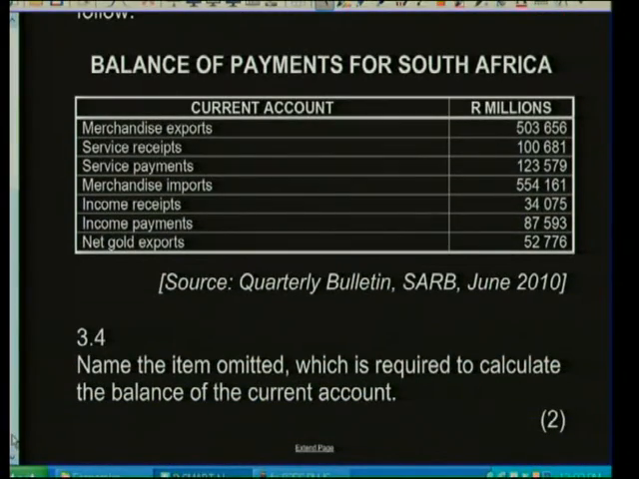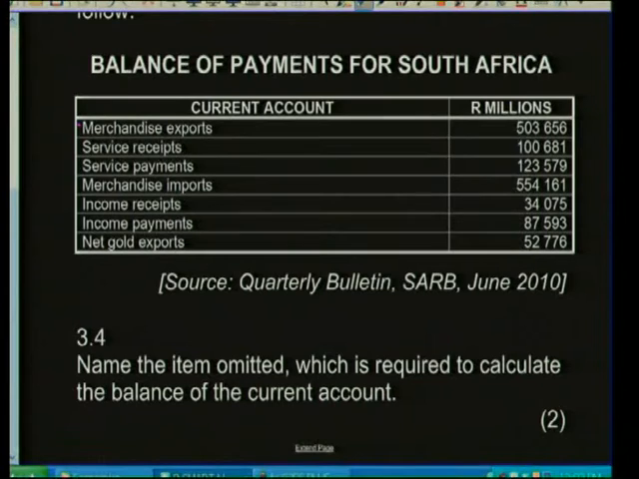4.4. Name the item omitted which is required to calculate the balance of the current account. That means that you have to go back to your table and you see what needs to be included in the current account. Merchandise export, that's fine. Merchandise export, service receipts, service payments. Merchandise import, income receipts, income payments, net gold exports. The one that is missing is current transfers.